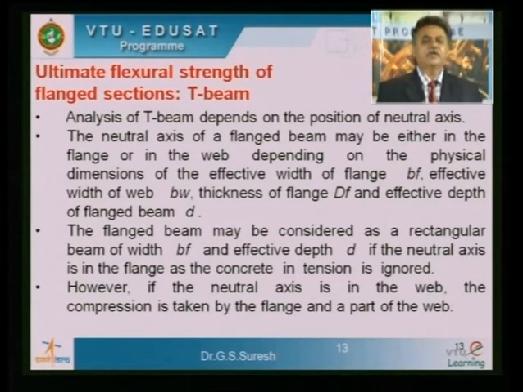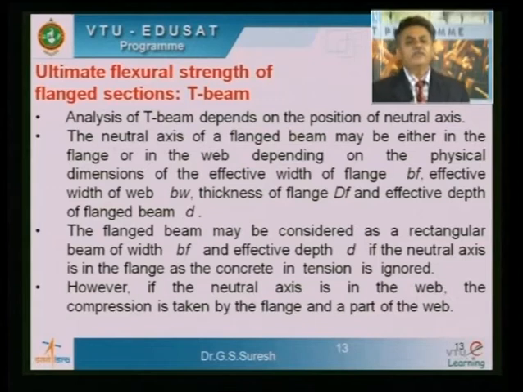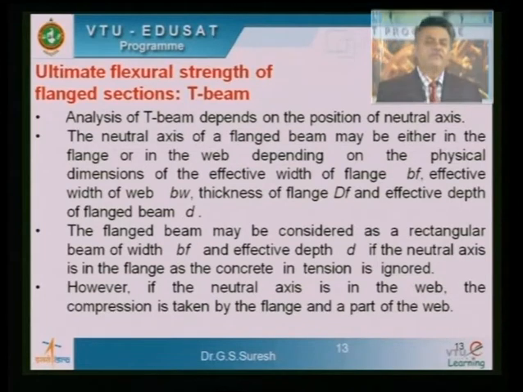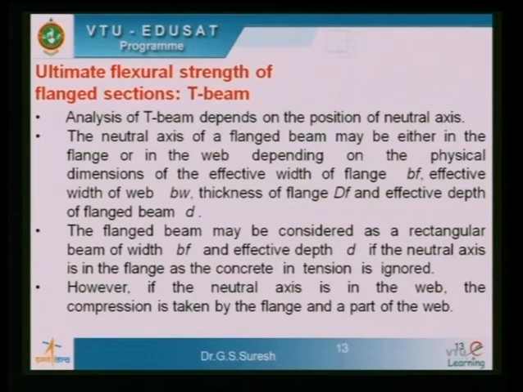Let us continue to understand how we do the calculation for the analysis of T beam. It depends on the position of the neutral axis. The neutral axis position depends on the quantity of steel, the geometrical size of the T beam, that is flange width, web width and the effective depth.